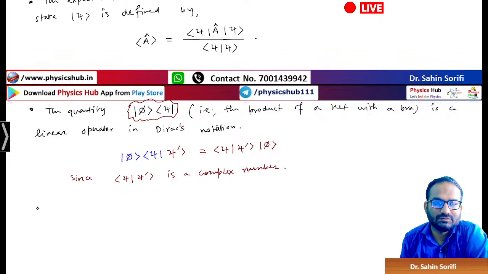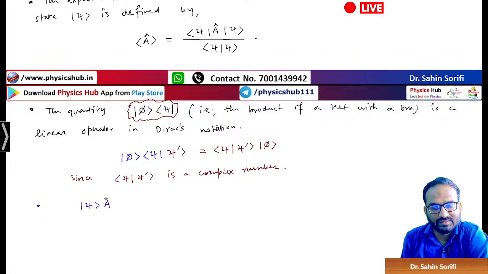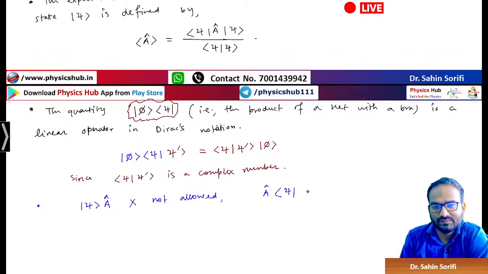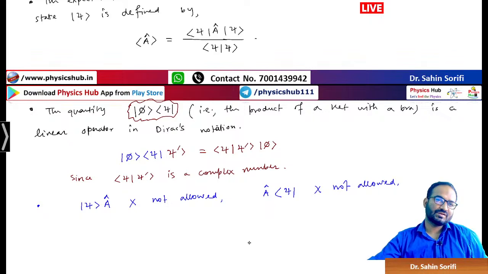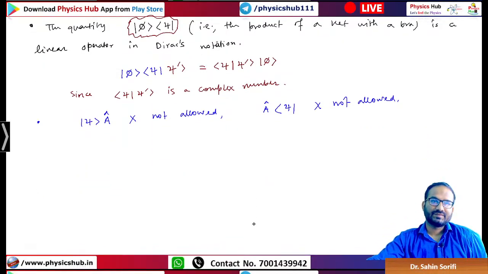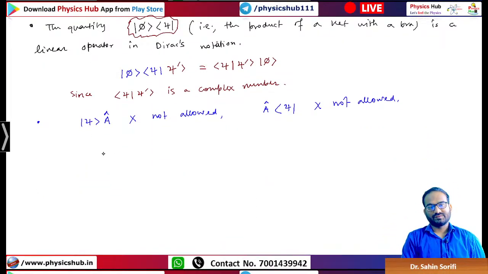One thing I would like to mention here: if you get terms like, let's say, a ket, and you apply the operator like this, this is not allowed. On the other hand, if you apply the operator on a bra from the left, this is also not allowed as per bracket notation. So you must remember this. They carry no physical significance.